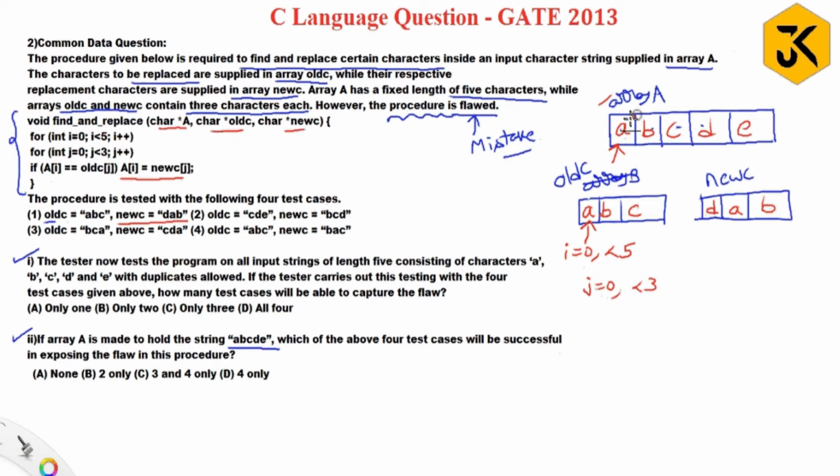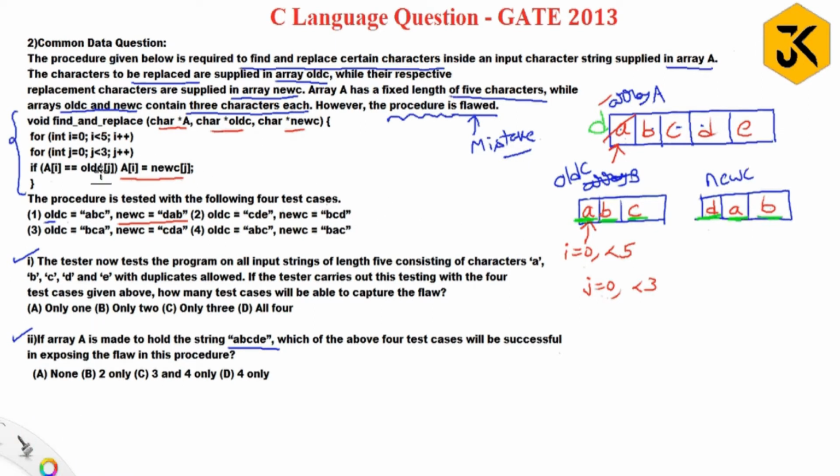What is newC of 0? That is D. So here you will get D. According to the question, whenever you observe the character A in the actual array, we need to replace it with D. Whenever you observe B, you need to replace it with the corresponding A. Whenever you observe C in the actual array, you need to replace it with B. So according to the first iteration, A should be replaced with D. Yes, A should be replaced with D. So there is no flaw up to here. Okay, let me continue.